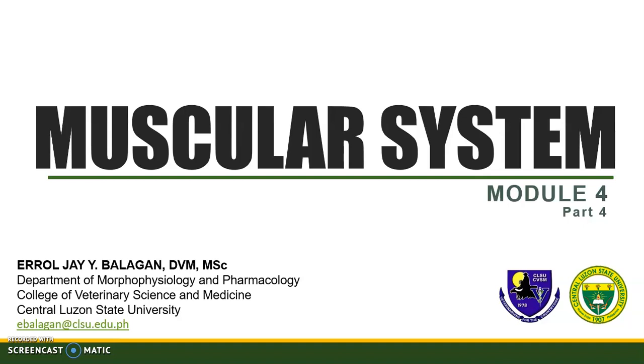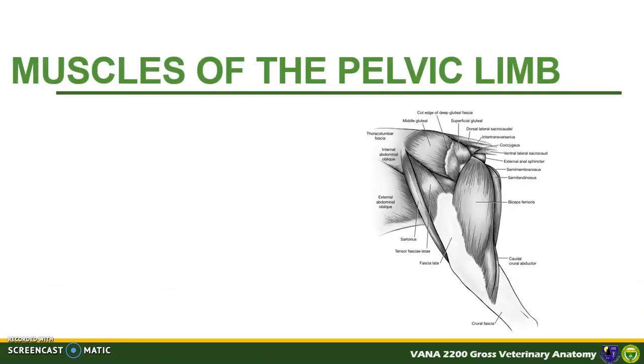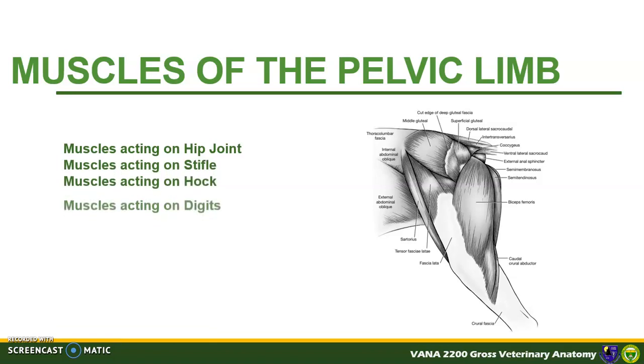Welcome to the last part of this module. In this presentation, we will discuss the muscles of the pelvic limb. Just like the thoracic limb, the muscles of the pelvic limb can be grouped based on the joints they are acting with. These are the muscles that are acting on the hip joint, stifle, hock, and the digits. Likewise, they can be further grouped as extensors, flexors, adductors, or abductors depending on their main action.